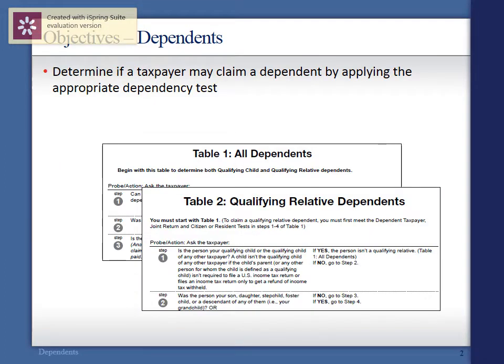When we're trying to determine whether someone qualifies as a dependent, there really are two separate types of tests. The first test is to determine whether someone is a qualifying child, and we will go over those rules shortly. And then the second test is to determine whether someone is a qualifying relative. In most circumstances, we apply the qualifying child test first, and then if the taxpayer fails under that test, then we would apply the qualifying relative test.